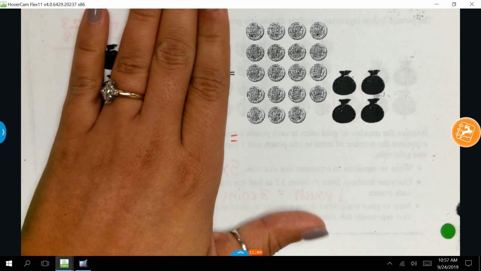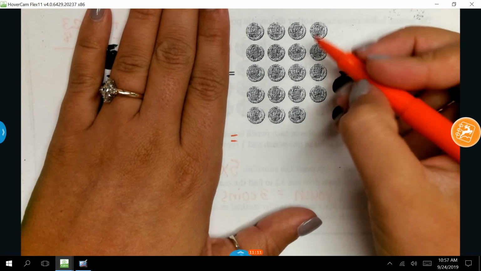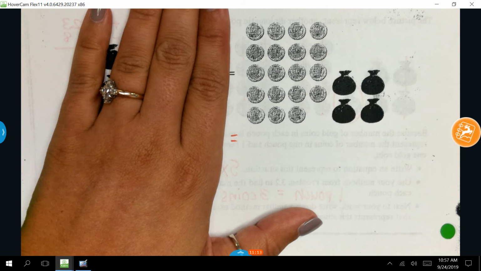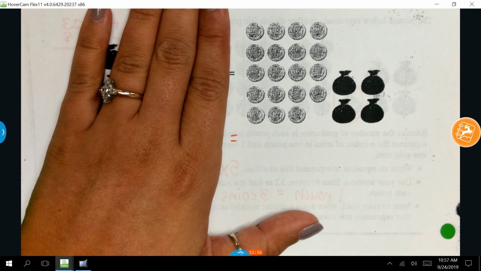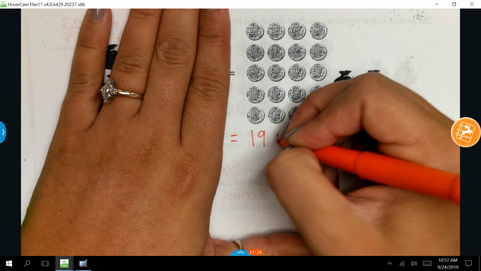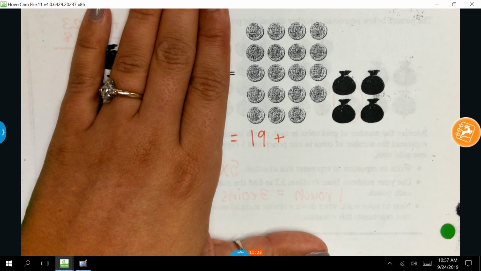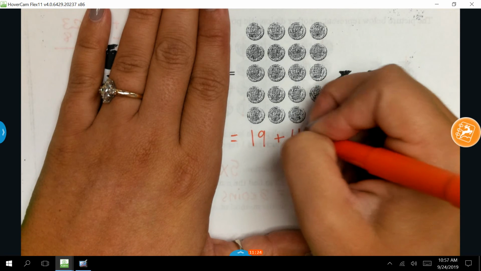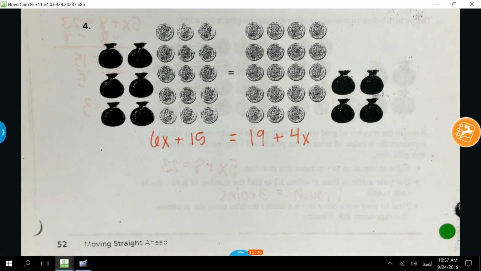Now let's look at my right-hand side. How many coins do I have here? 19. So that should be 19 plus what? 4x. 4x, because I have 4 pouches. So my equation is 6x plus 15 equals 19 plus 4x.